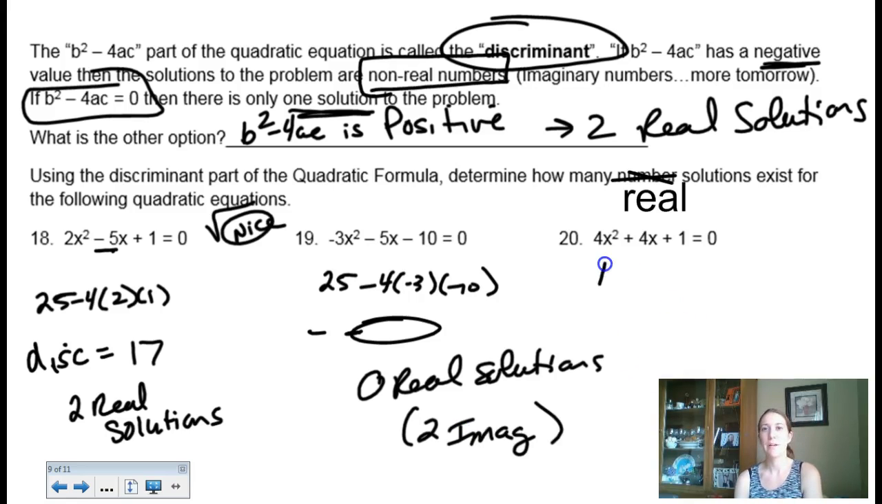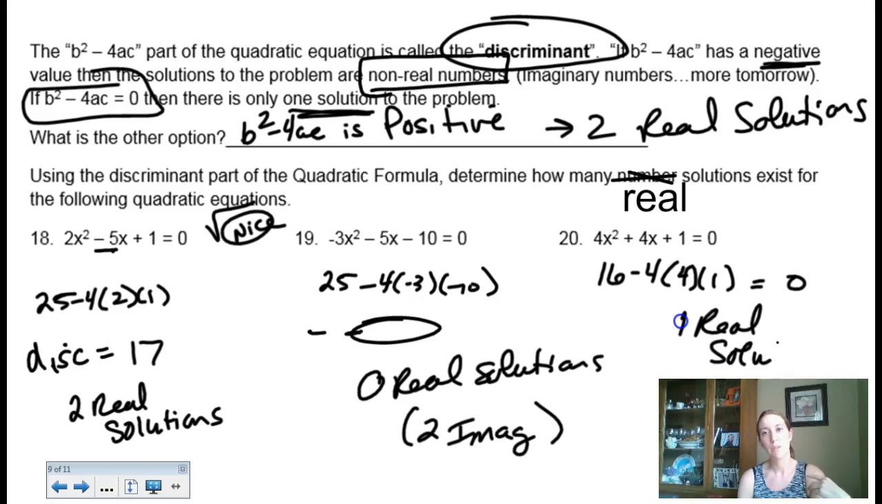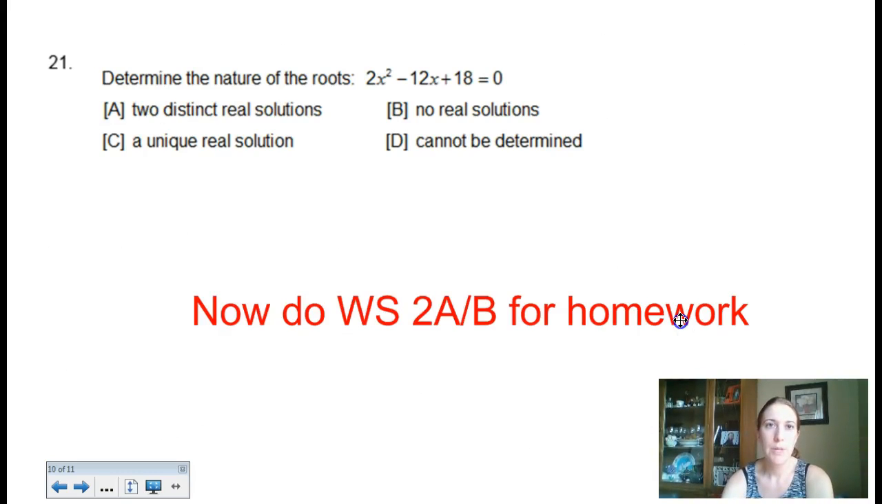And then here, b squared 16 minus 4 times a times c. 16 minus 16 is 0, which means when I do the square root of 0, I get plus and minus 0. I'm only going to get the same answer. I'm just going to get them twice. So there's one real solution. So discriminant's a neat little trick, right? Explore that. All right, I think I'm good.